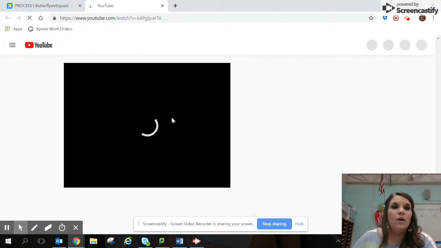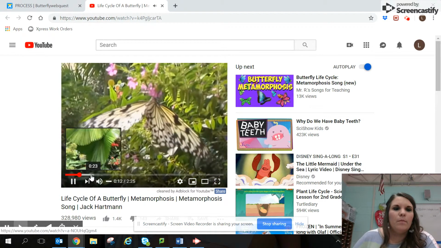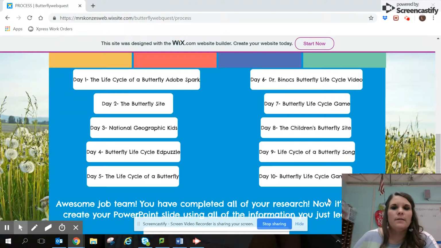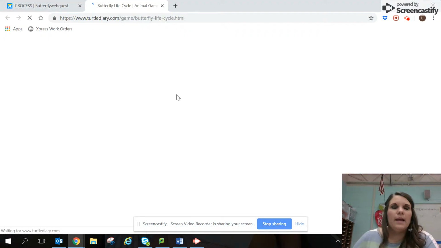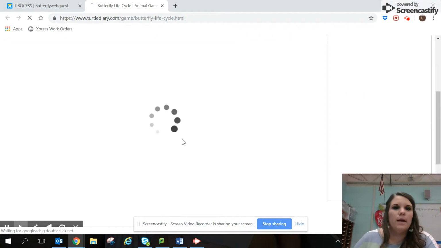Again, another butterfly site. Oh, I think I just showed you that one actually. For the life cycle, there is actually a song, and this was going to keep them more engaged and was just something different. And then at the end, they had another game that they played about the life cycle of a butterfly.